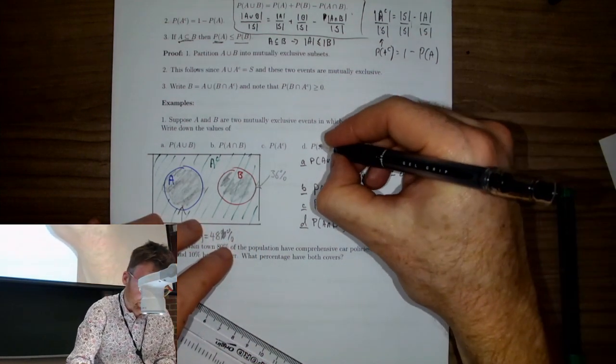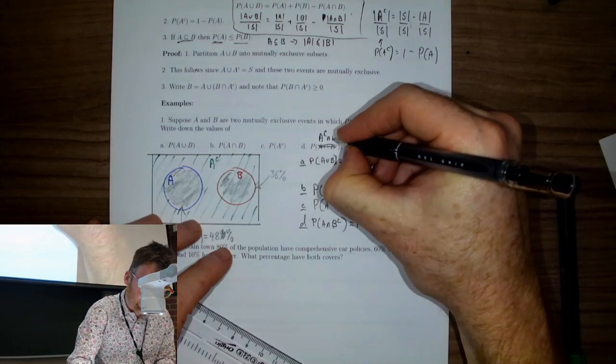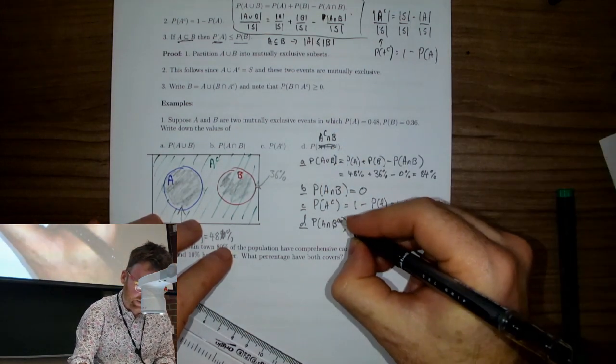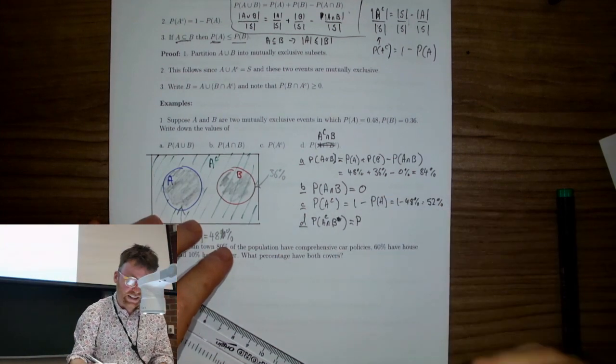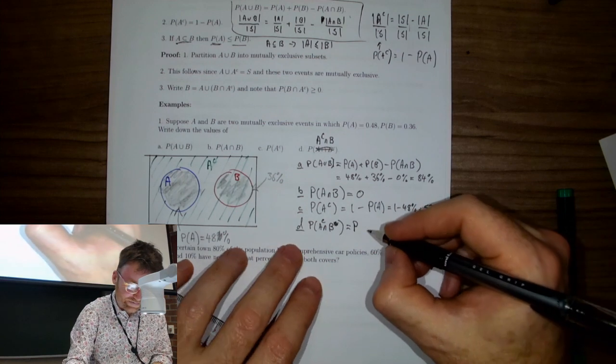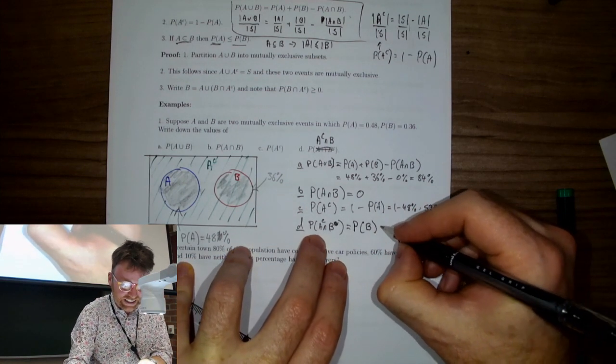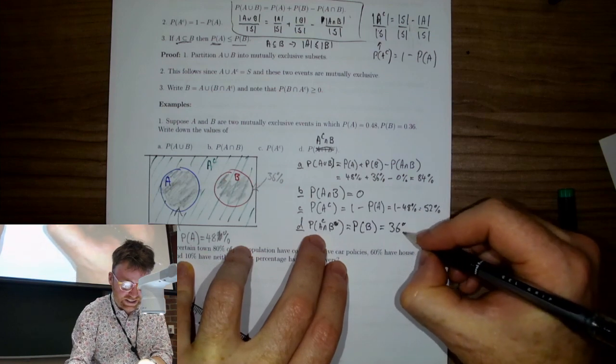Damn it! I'm changing the question so my answer is right. There we go. There you go. Don't try this at home. Okay, that's just the probability of B, which is 36%.